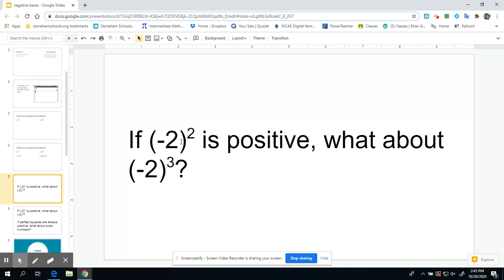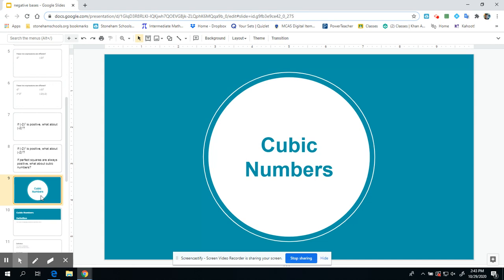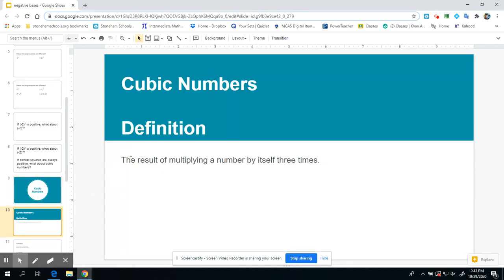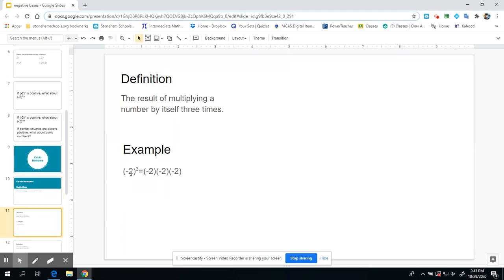So if this expression is positive, what about -2 to the third? Another way to ask this is: if perfect squares are always positive, what about cubic numbers? Cubic numbers was also a word of the day. Cubic numbers are the result of multiplying a number by itself 3 times. An example of this would be -2 to the third, where I'd be multiplying -2 by itself 3 times.